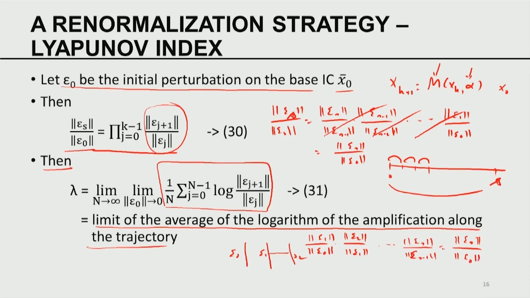So by running the model one step at a time, by computing the ratios, by taking the product of those ratios, taking the logarithm of the ratio, I can in a way estimate lambda. So this provides an easy algorithm to evaluate lambda. This is what's called the renormalization strategy.